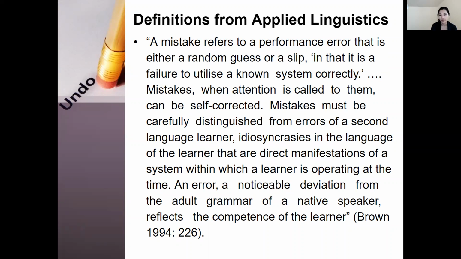H. Douglas Brown, the applied linguist, talks about the difference between mistakes and errors, explaining a mistake refers to a performance error that is either a random guess or a slip, in that it is a failure to utilize a known system correctly. Mistakes, when attention is called to them, can be self-corrected. Mistakes must be carefully distinguished from errors of a second language learner, idiosyncrasies in the language of the learner that are direct manifestations of a system within which a learner is operating at the time. An error, a notable deviation from the adult grammar of a native speaker, reflects the competence of a learner.